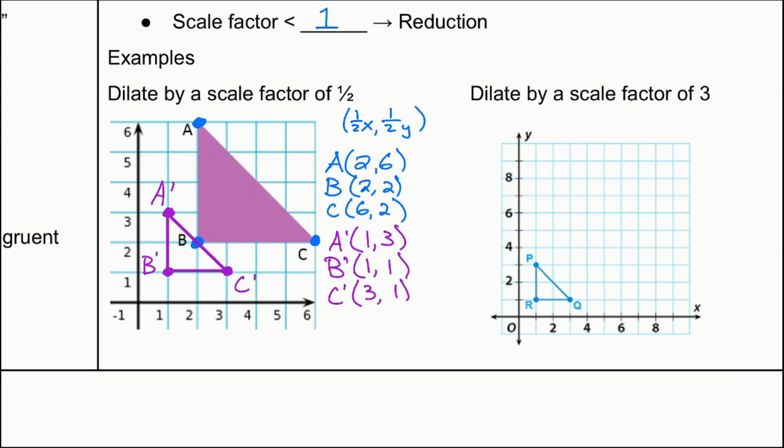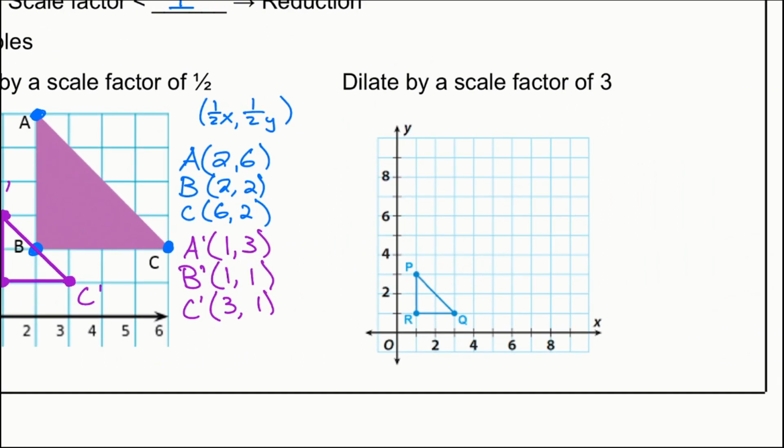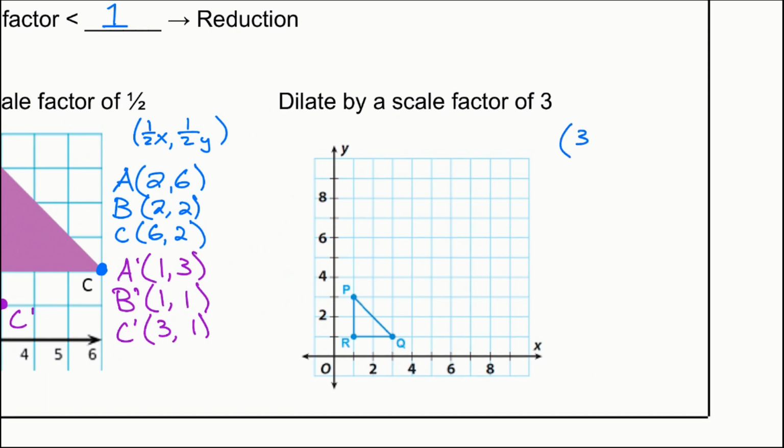On the second one, we're going to dilate by a scale factor of 3. So we're going to take 3 times our x and 3 times our y. So again, I'm going to write my pre-image coordinates. So P is at 1, 3. Q is at 3, 1. And R is at 1, 1.